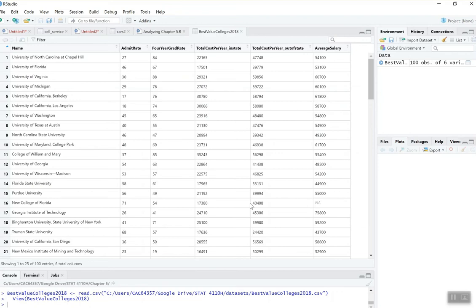So what percent of people are admitted out of those who apply? What's the 4-year graduation rate? That's a percent. Total cost per year for in-state and out-of-state students, and then the average salary of its graduates. So these are 100 colleges that were ranked as the best in terms of value. You can see University of Georgia is here, number 12.